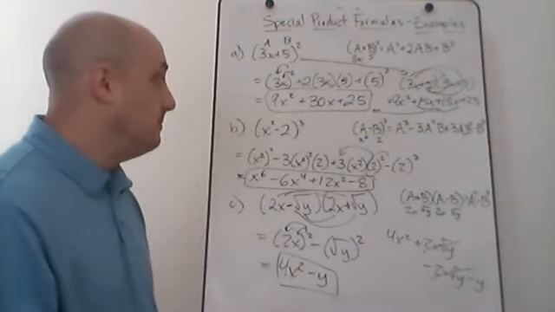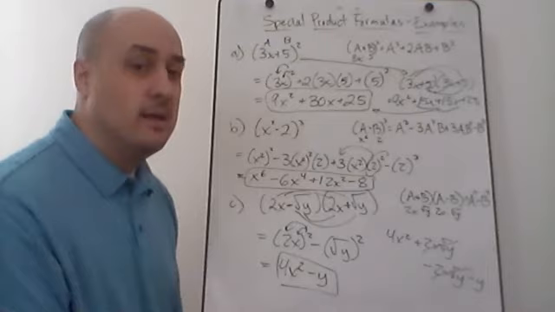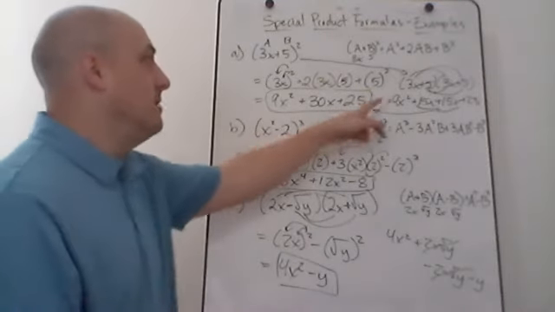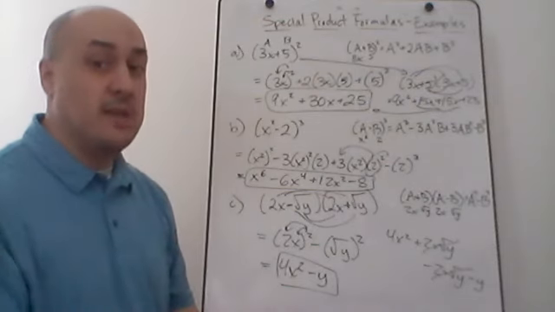Hopefully that was helpful to you. Remember, when you're multiplying polynomials, even if there are formulas that apply, if you forget the formulas, you just have to go ahead and write it out and do all the multiplication. You can still get the answer even if you forget what the formula is.